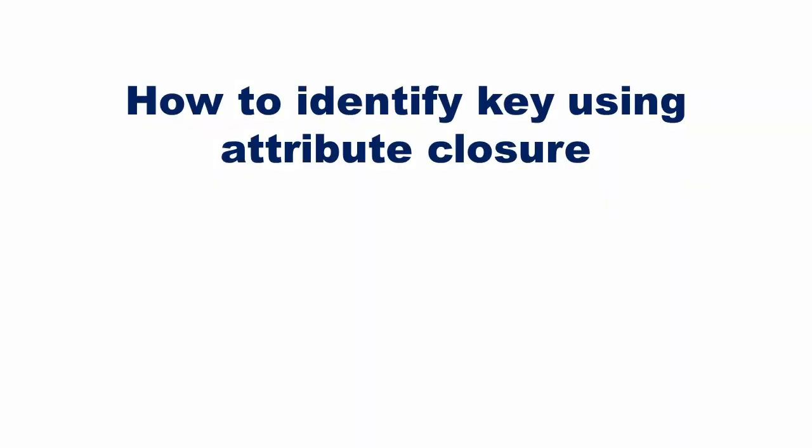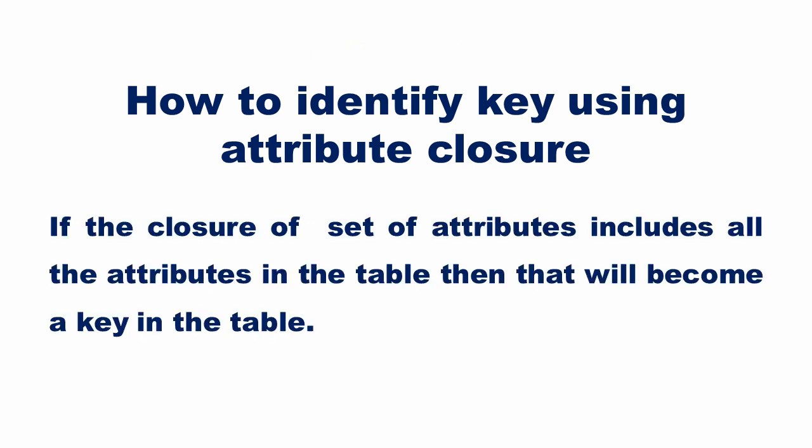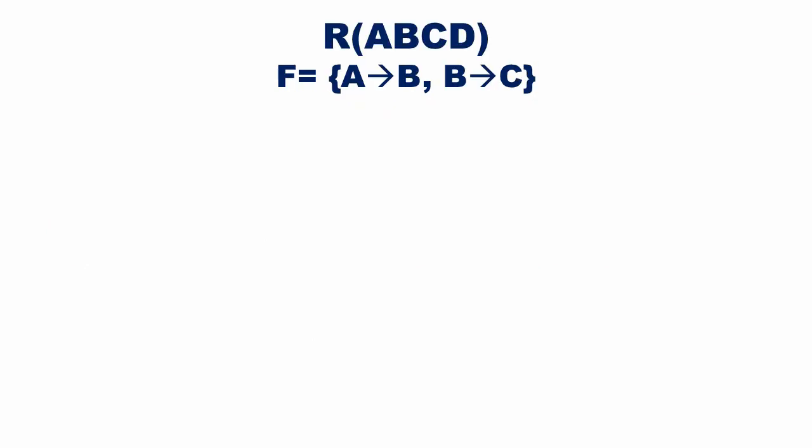How to identify a key using attribute closure? If the closure of a set of attributes includes all the attributes in the table, then that will become a key in that table. Consider a relation R with attributes A, B, C, D. F is given as A determines B and B determines C. All attributes taken together is a superkey. That means A, B, C, D is a superkey. Is A, B, C, D a candidate key? To check this, we have to find out whether any proper subset of A, B, C, D is a key. If any proper subset is a key, then A, B, C, D is not a candidate key.